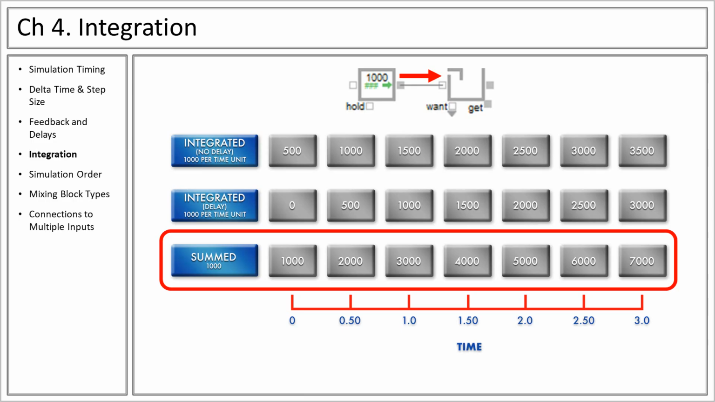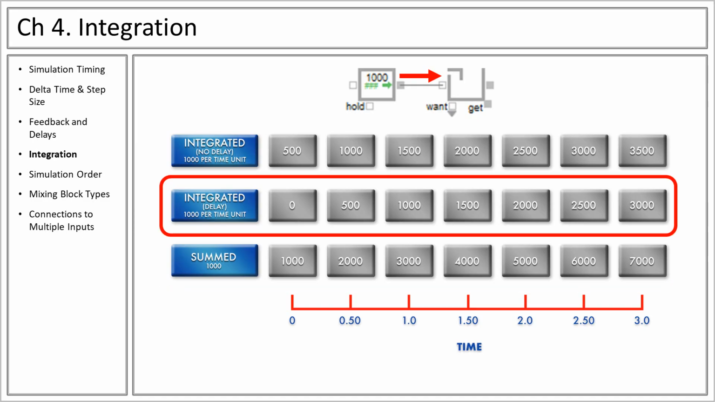With the holding tank set to summed, it will add 1,000 to the total on every time step. It is not 1,000 per time unit, but 1,000 each and every time it wakes up during the simulation. With the holding tank set to integrated with a delay, then it interprets the 1,000 as a rate per time unit. When the delta time is smaller or larger than 1, then it adjusts the value it adds based on the size of the delta time. In this case, delta time is a half time unit, so it will add 500 to the tank on each time step. It will take one full time unit for the full 1,000 units.